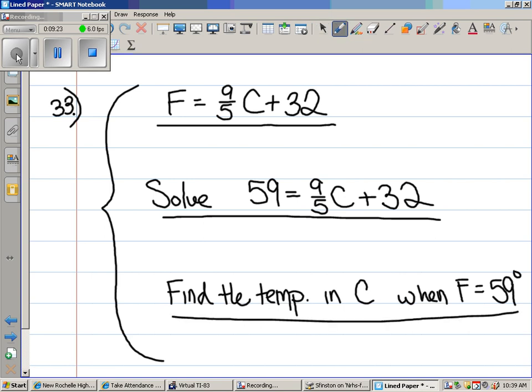That's okay. So there you go. I'm just taking notes on the problem. It gave me some formula. It asked me to solve the formula. And then the last bit helps me make sense of what they did, right? They just put a 59 in for the F, and they're asking me to figure out how much C is.